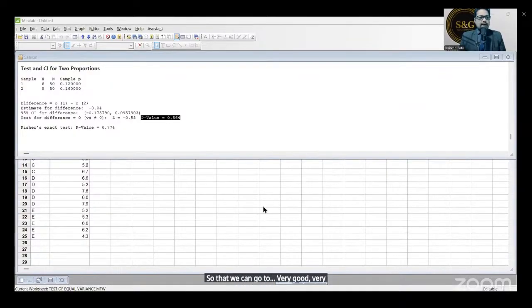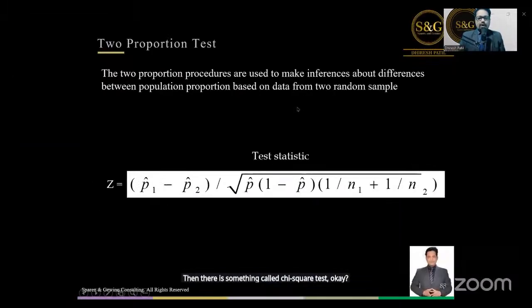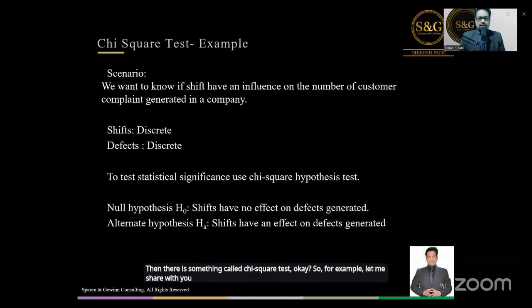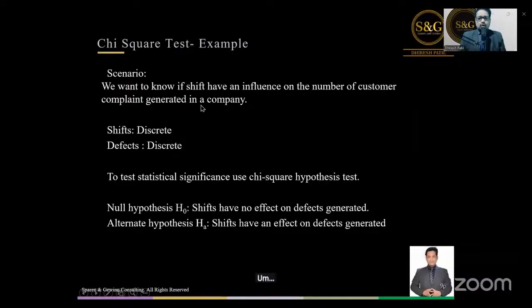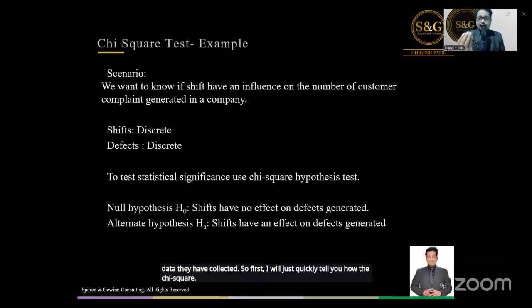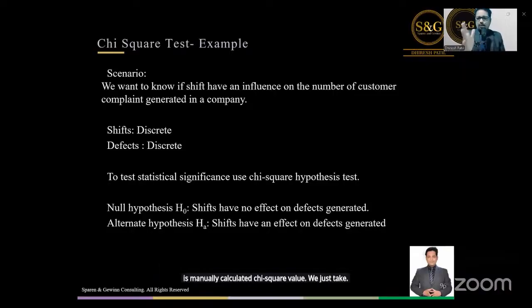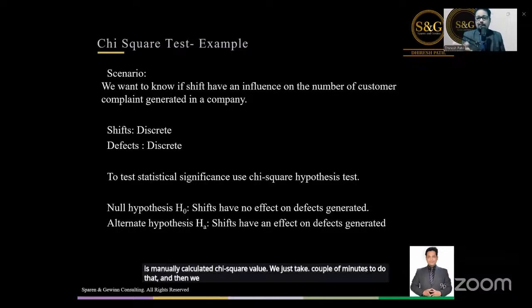Super. Now, if you want to compare more than 2, then there is something called the chi-square test. For example, let me share with you where we use the chi-square test. They have collected shift-wise defect data. First, I will quickly tell you how the chi-square value is manually calculated. We'll take a couple of minutes to do that, and then we will do it with the help of Minitab software. Then we'll take a quick break.